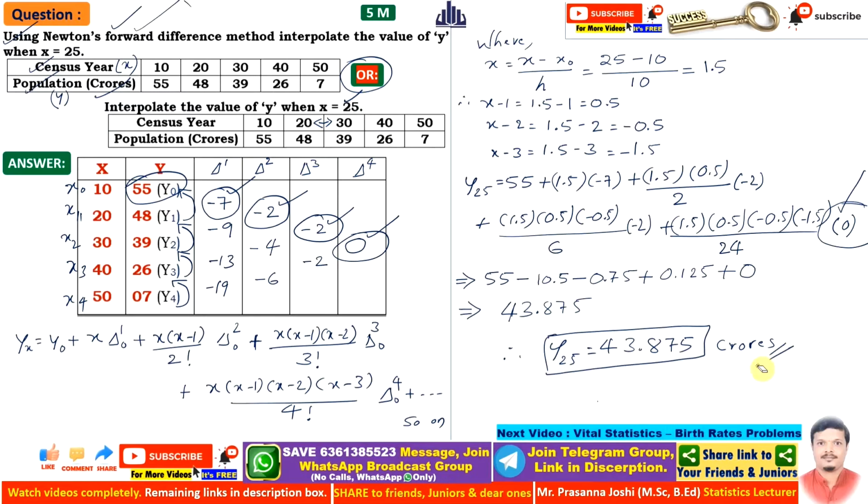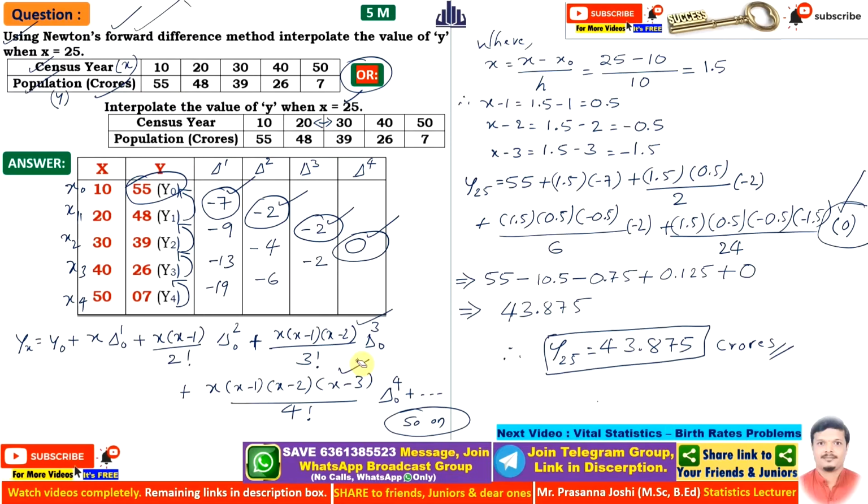You can have one question now here. Sir, when you are writing this particular formula, y x equal to y naught plus x delta 0, 1, and all those, you have written plus and so on. Should we stop at the fourth value or the third value? What is the exact value we should stop at? You may ask this question.